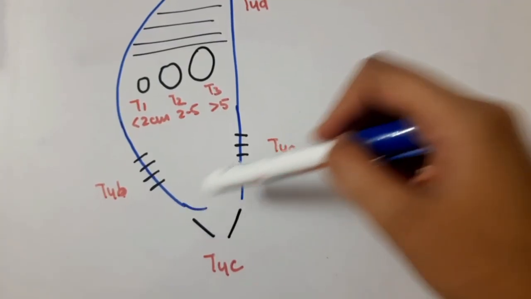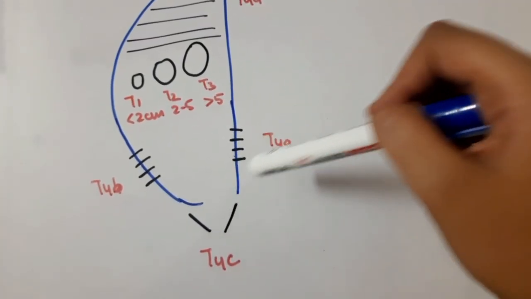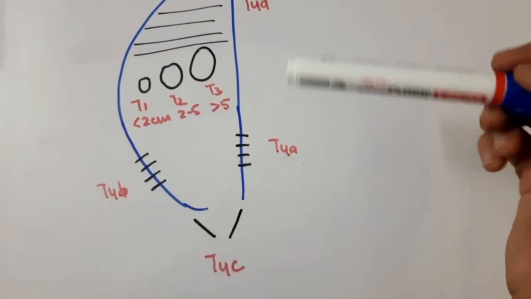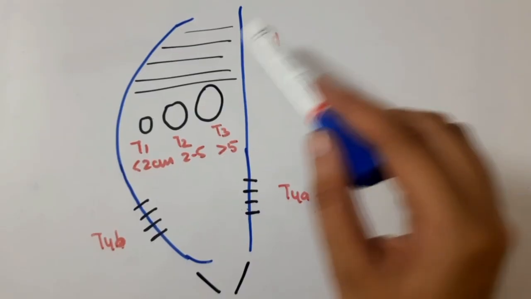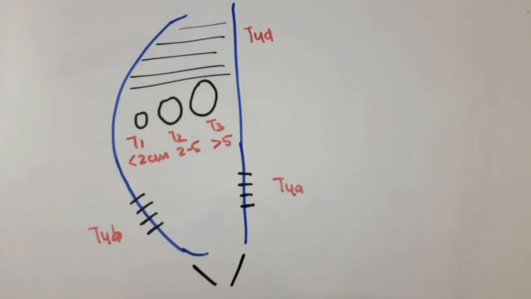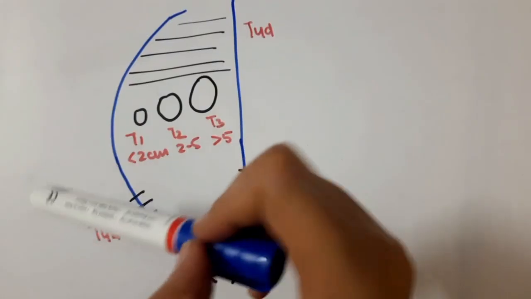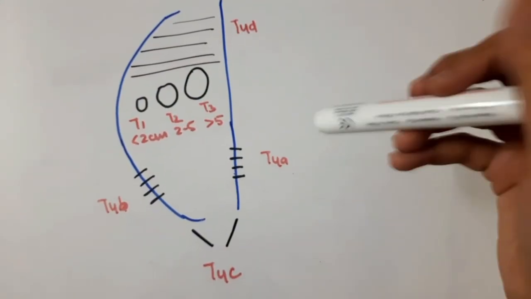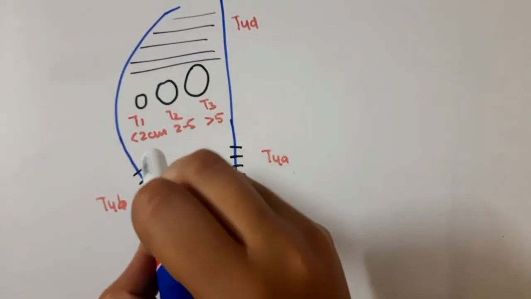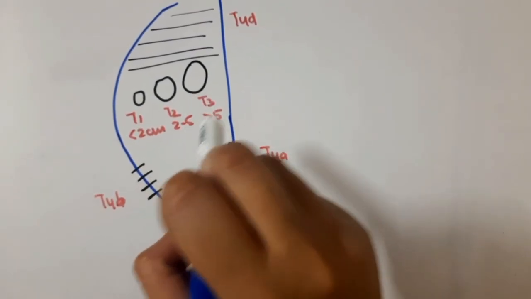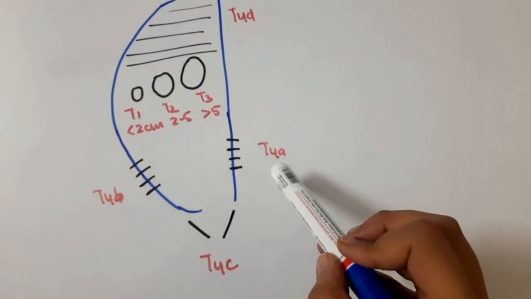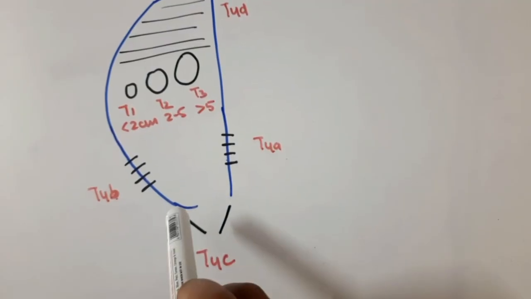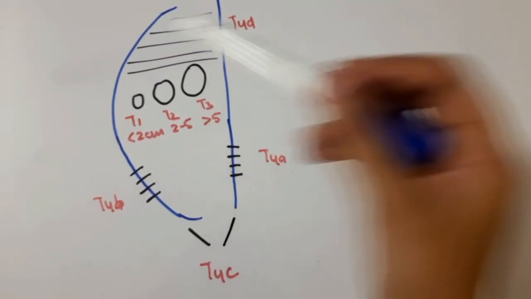T4C is going to be both chest wall and skin involvement. So it's going to be T4A plus T4B. That constitutes T4C. And T4D is when more than 1/3 of the breast is involved. So this is a diagrammatic representation of all of the T stages. T1 less than 2 centimeters, T2 2 to 5, T3 more than 5, T4A chest wall, T4B skin, T4C both chest wall and skin, and T4D more than 1/3.